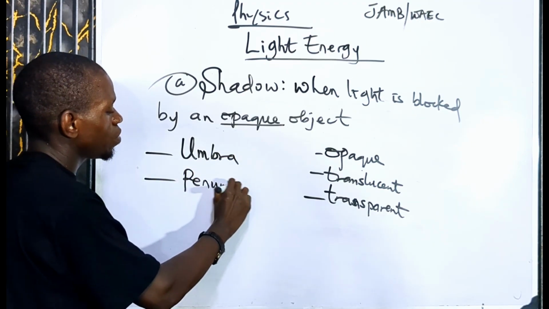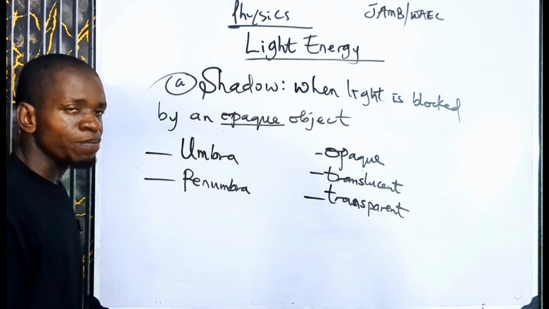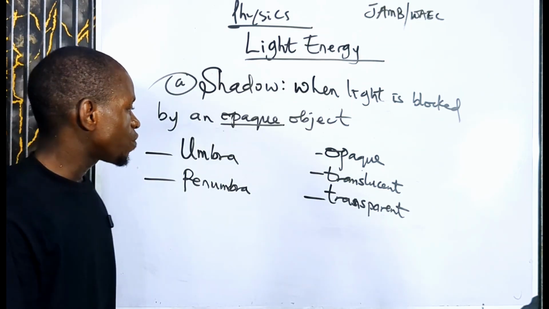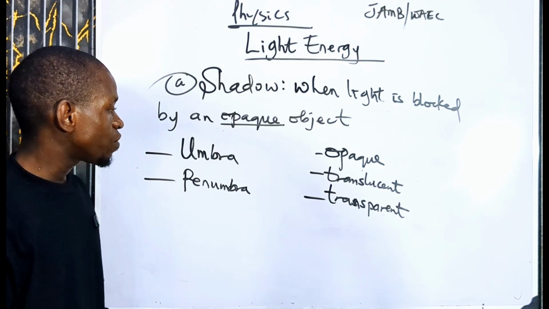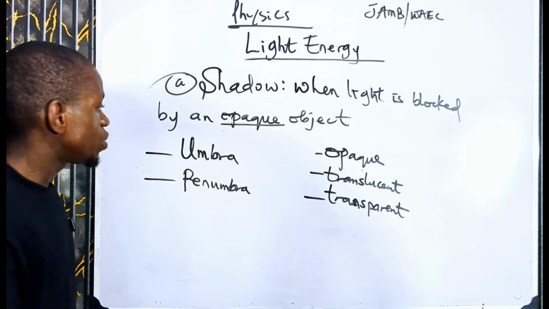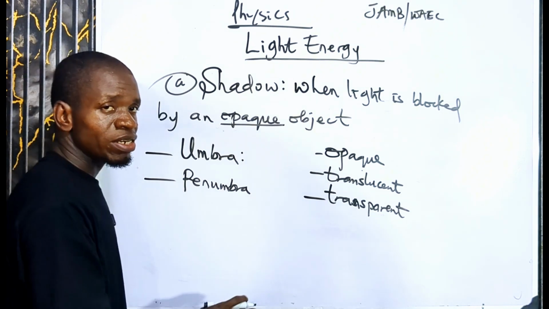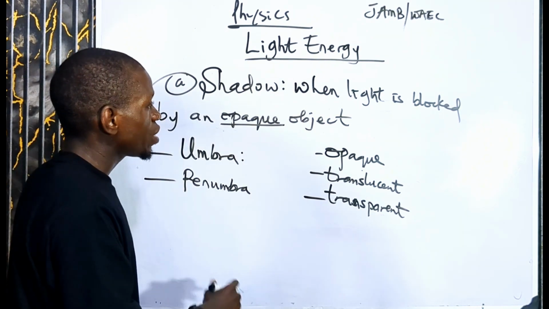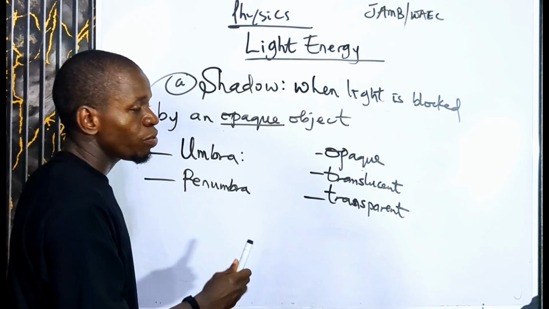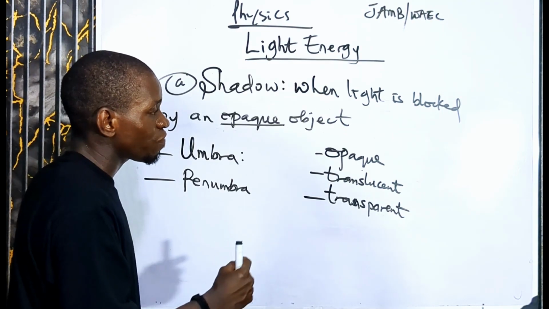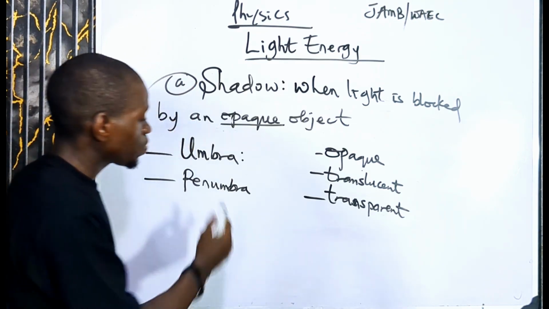The umbra shadow. So this shadow can be classified into two. We have what we call the umbra shadow, and we have what we call the penumbra shadow. Now in umbra shadow, we are going to have total darkness. This is where the opaque object blocks the source of light completely. So this is not partial.